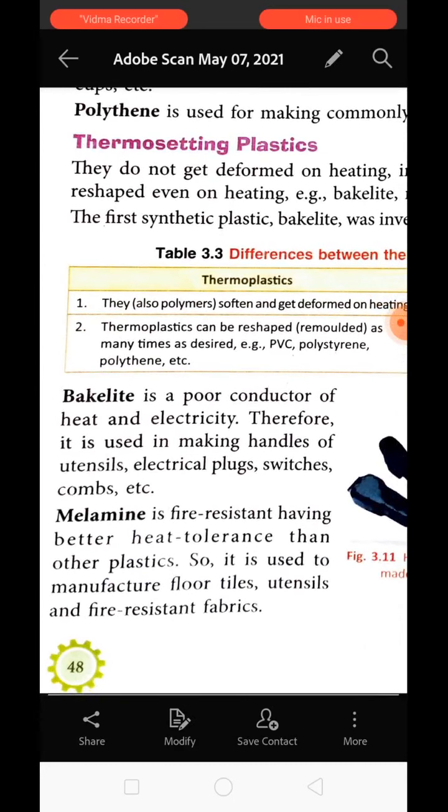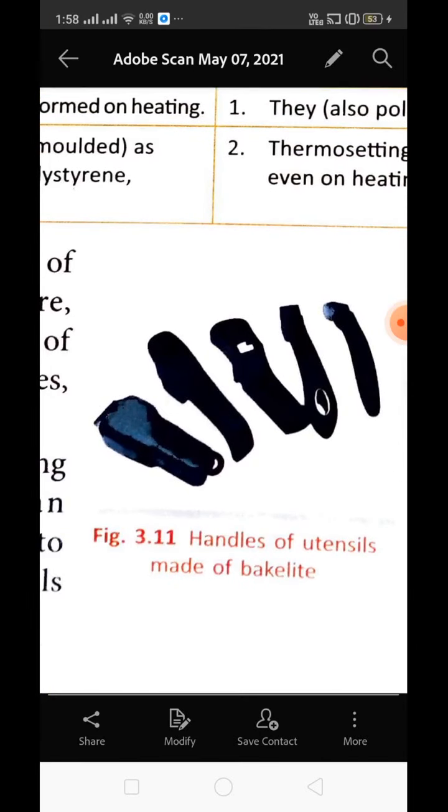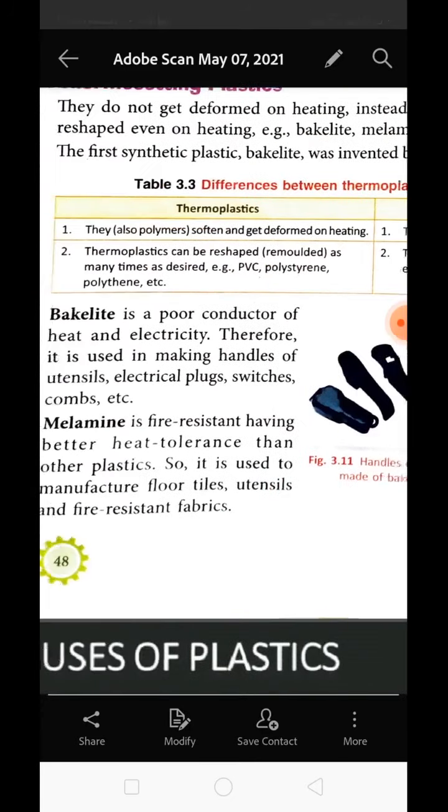Therefore, it is used in making handles of utensils, electric plugs, switches, combs, etc. You can see this is made up of bakelite. The handles of cookers or cooking items which we use in the kitchen are made up of bakelite. It is resistant to heat. Okay, it is a poor conductor of heat. That is why when the cooker is on the stove, the plastic of the handle does not melt down. Understood?